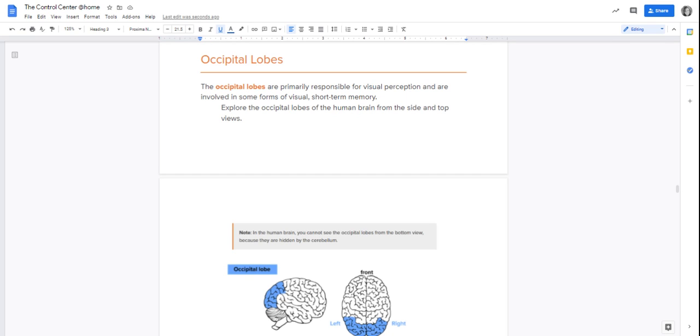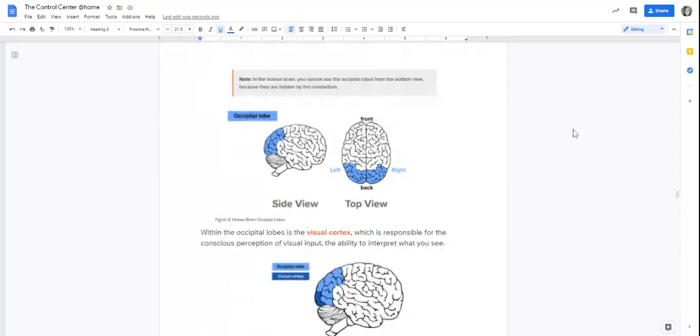Occipital lobes. The occipital lobes are primarily responsible for visual perception and are involved in some forms of visual short-term memory. Explore the occipital lobes in the human brain from the side and top views. Note that in the human brain, you can't see the occipital lobes from the bottom view because they're hidden by the cerebellum. So here we have the side view.